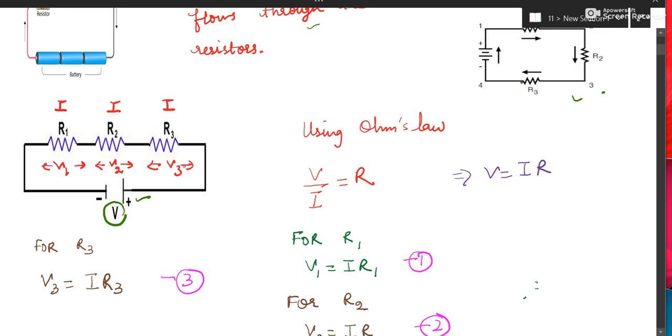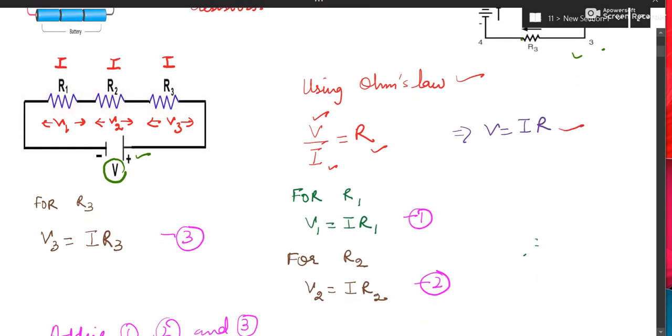Now we'll use Ohm's law, which is voltage upon current is equal to resistance. So you can find V from here. V is different in all three resistors: V3 here, V2 here, V1 here. So we'll find V. V is IR. So for the first resistor, V is V1. V1 is written. I is the current flowing. And in place of resistance, what will come? R1. So this is my first equation.